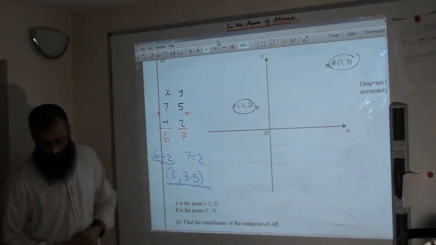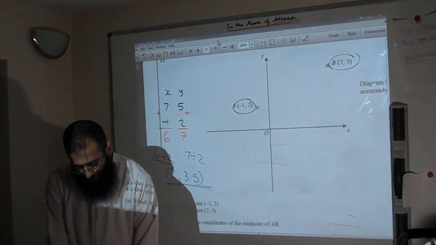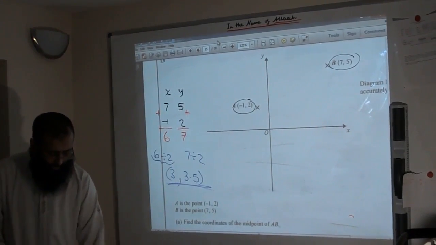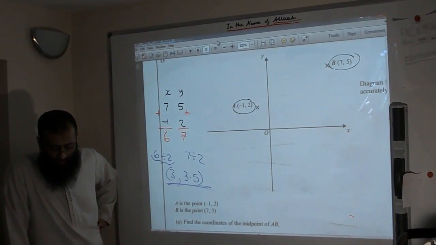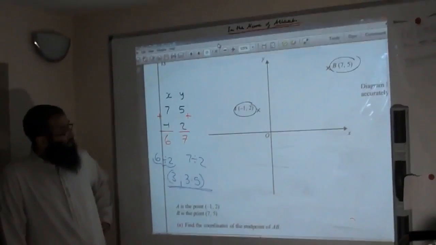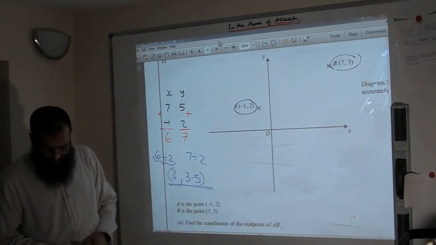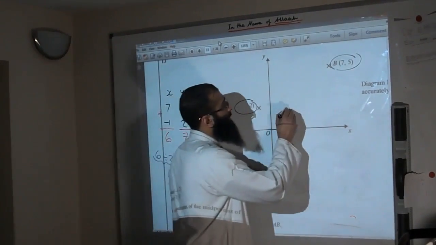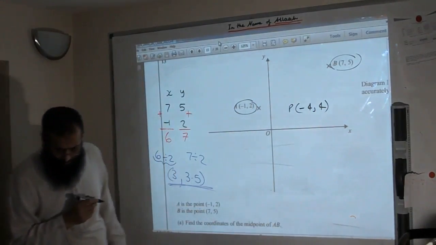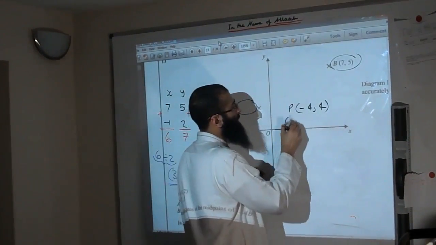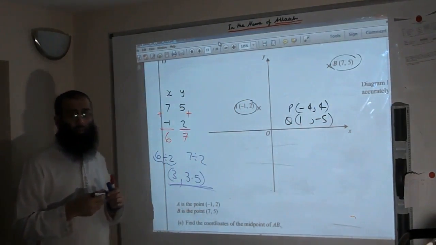Right, the next question, let's have a read of the original paper. It's gone at the bottom of the screen. The next question says, P is the point minus 4, 4, and Q is the point 1, minus 5, find the gradient. I'm going to do that question over here on this slide. Okay folks, are you ready for this one?